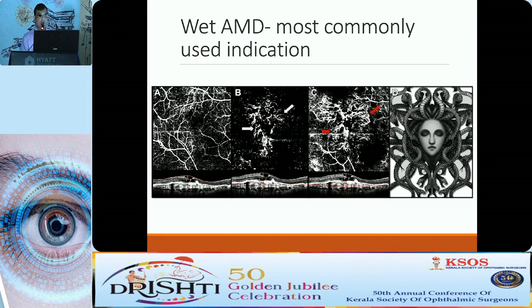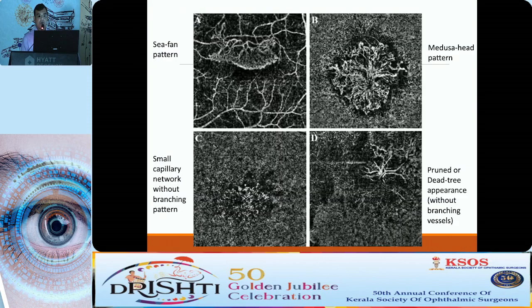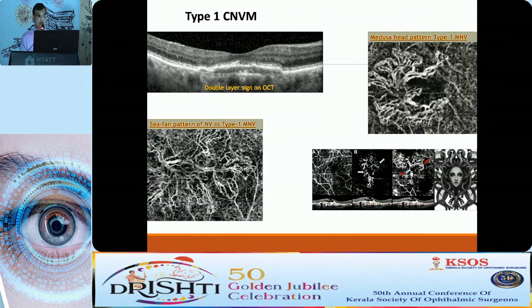So this is an example showing a CNVM above the photoreceptor layers. This is a Medusa head pattern of CNVM. There are different patterns of CNVM you can predict. On the left side, CFAN, on the right side Medusa head, and then lower network, and other patterns.